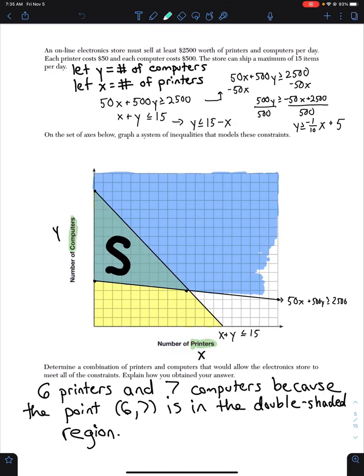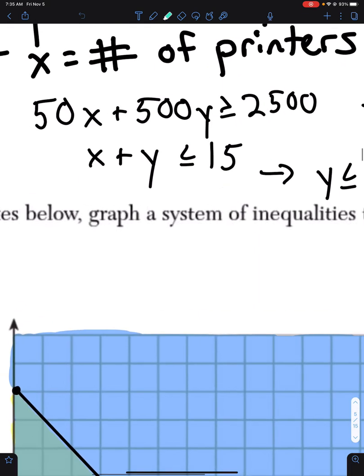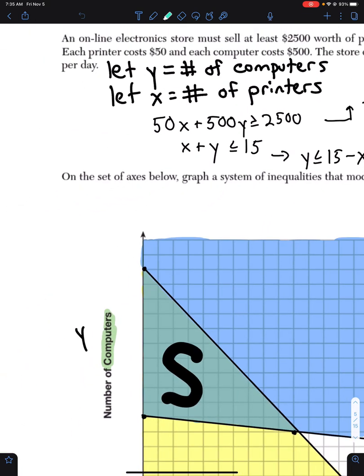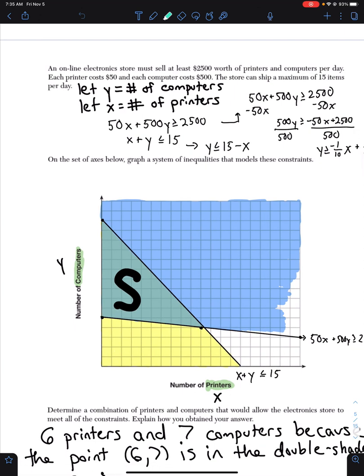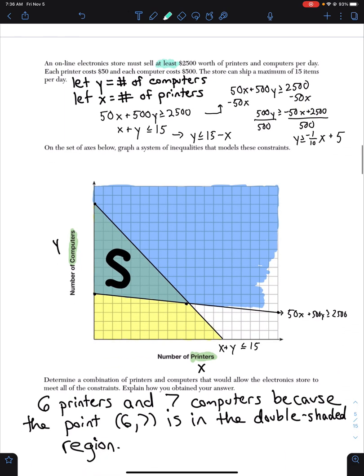I wrote let statements: let y equal computers, let x equal number of printers, and you'll see here are my 2 inequalities I got, but then you have to solve them. You have to solve them because, well, how do I get those inequalities? Well, at least means you can have greater than, but you also could have it equal to 2,500, so that's my first inequality. And then maximum of 15 means I can't have more than 15. 15 is my maximum. So x plus y would be less than or equal to 15. You solve for the y in both of them. You graph them, make sure you label it. Double shaded region in this case, blue and yellow makes green, so I put as a solution set.